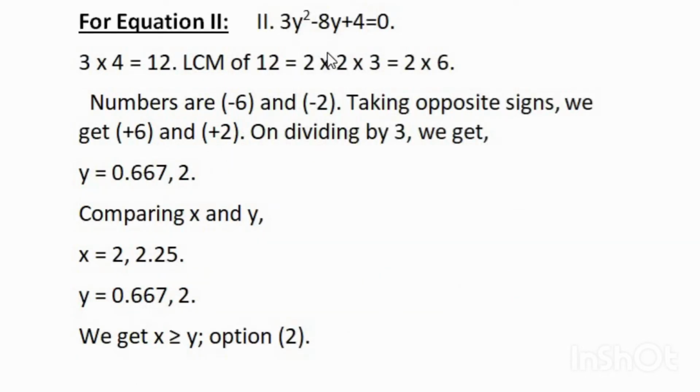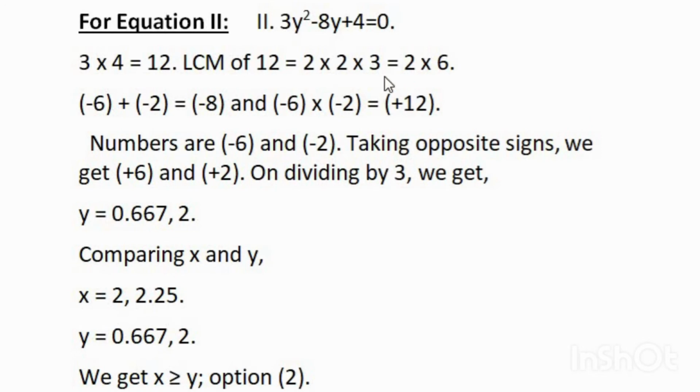Going to the second equation, 3y square minus 8y plus 4 equal to 0. 3 into 4, 12. So take the LCM of 12. LCM of 12 gives 2 into 2 into 3, which can be written as 2 into 6. So when we multiply minus 6 into minus 2, we will get this number, that is 12. And when we add these two numbers, that is minus 6 plus minus 2, we will get minus 8, that is the middle term. So the numbers are minus 6 and minus 2.